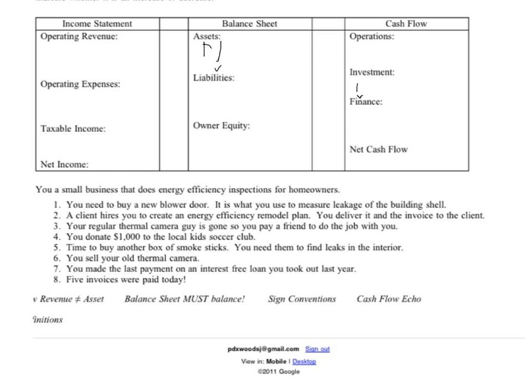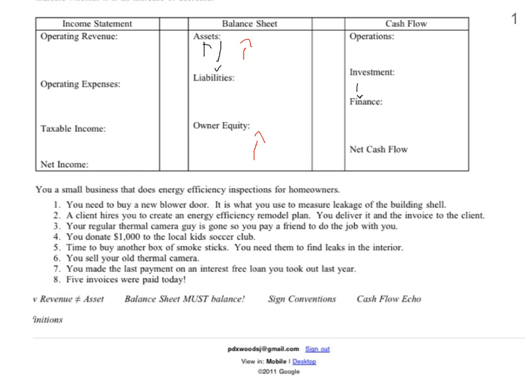The next one, a client hires you to create an energy efficiency remodel plan. You deliver it and send an invoice to the client. So what you can think of is a bunch of things going on. The easiest one is that you're supposed to have some kind of increase in assets because there's an invoice out there. That's accounts receivable. You can also go ahead and say, well, look, this is going to have some increase in money or equity. And it also ends up being a whole bunch of things are possible. I'm just giving you credit mostly as long as your balance sheet doesn't have any imbalance.